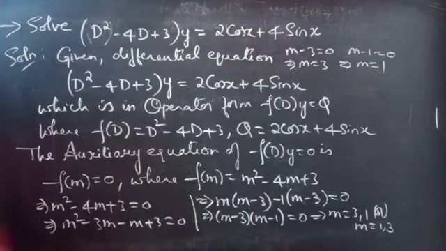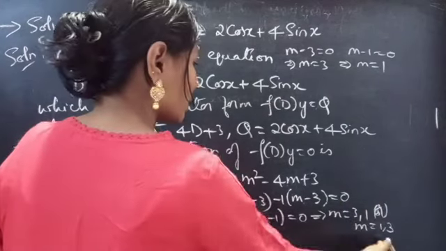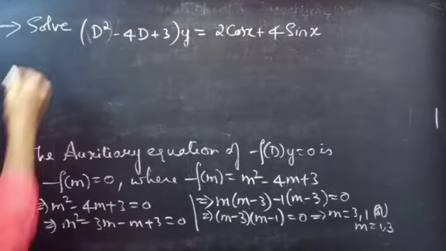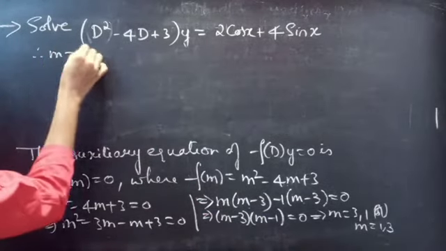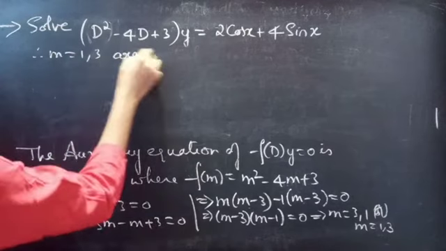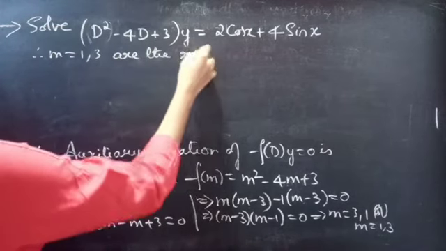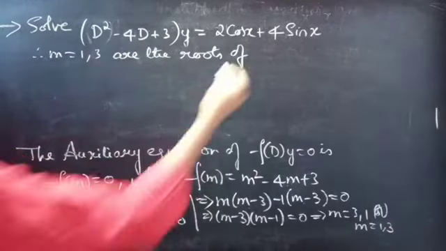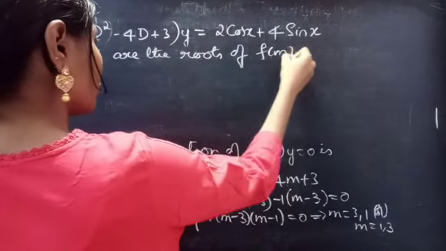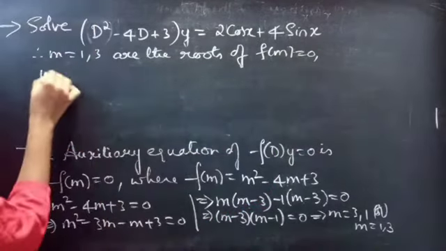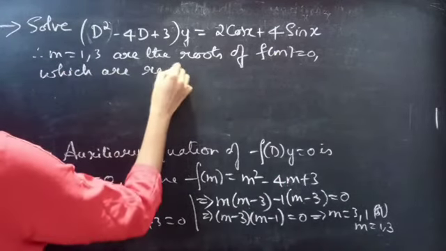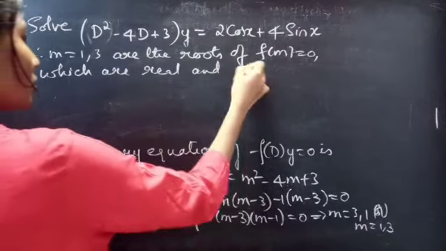So now we got the roots, which are real and distinct. Therefore, m = 1, 3 are the roots of our auxiliary equation, which are real and distinct.